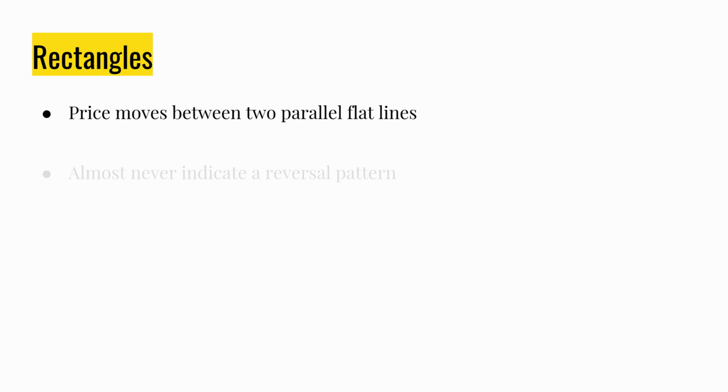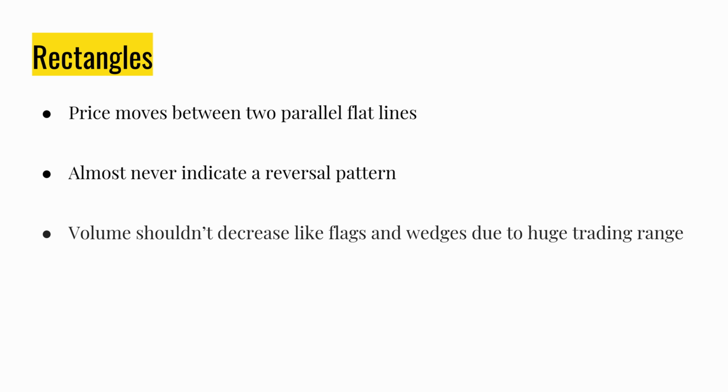Let's now talk about rectangles. Rectangles are made of two parallel lines, and price seems to just bounce in between these lines. This almost never indicates a reversal pattern, so if you see a triple top or triple bottom form within a rectangle, it does not mean that the trend will reverse. As for volume, it shouldn't decrease like flags or wedges. This is due to the stock trading within huge price boundaries.